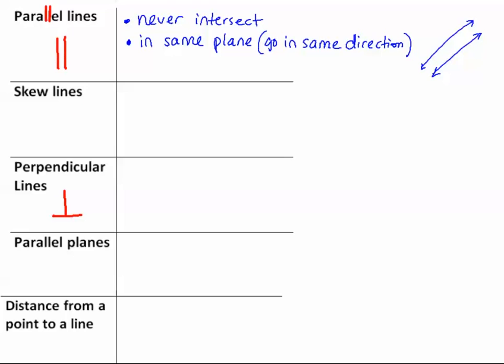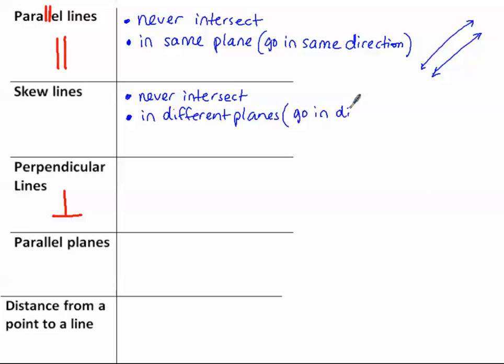Let's talk about how skew lines are like parallel lines. They also never intersect. However, they are in different planes, which means they go in different directions. It's harder to draw that picture because that's a more three-dimensional type of picture where you see skew lines, where you might have one going forward and back and then one going up and down, but as part of a three-dimensional picture.